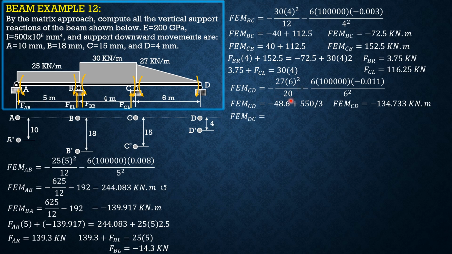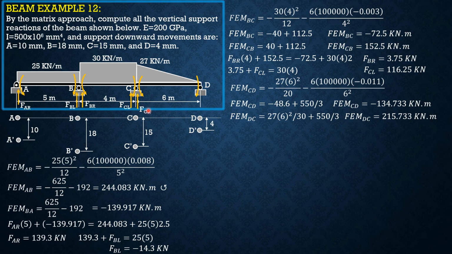Finally, fixed moment DC is 27 times 6 square over 30 plus 550 over 3. So it's positive, so it is the direction, clockwise as shown. So combining, it is equal to 215.733 kilonewton meter.